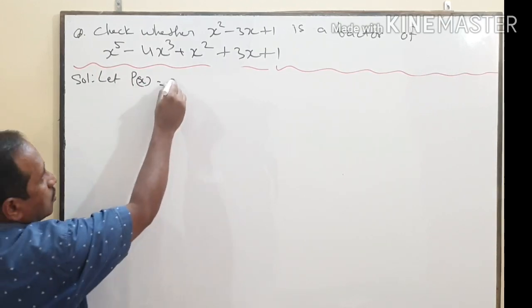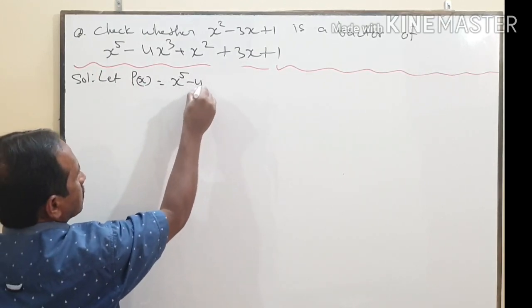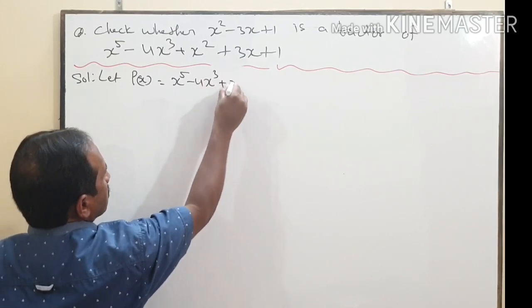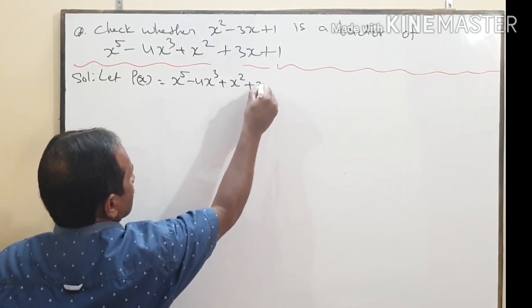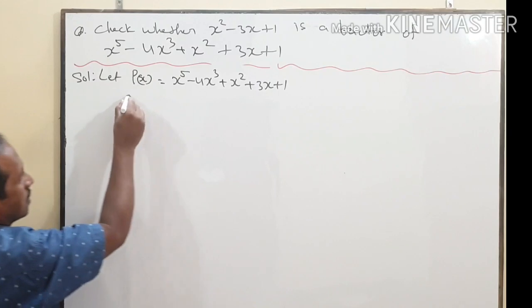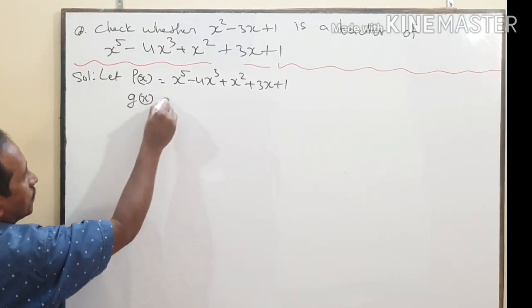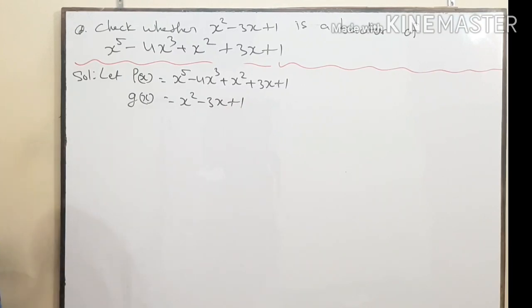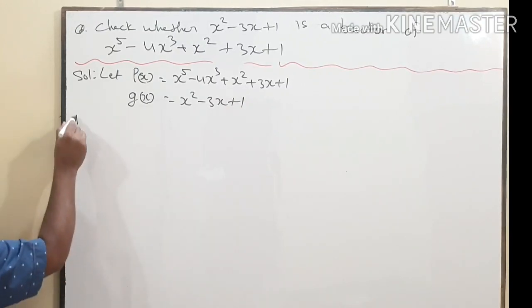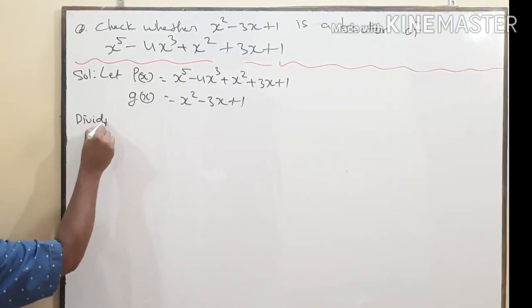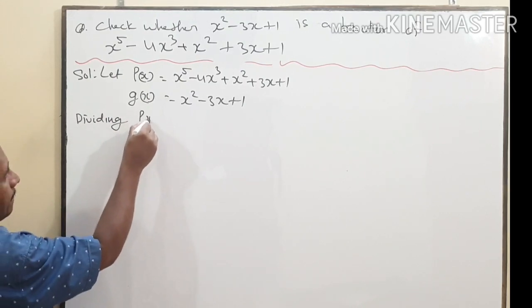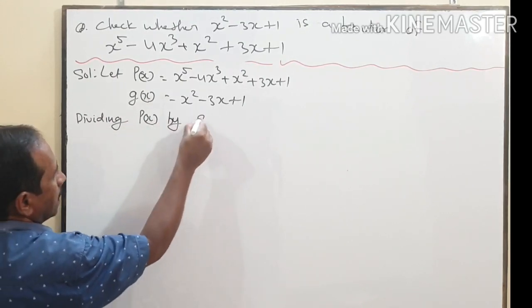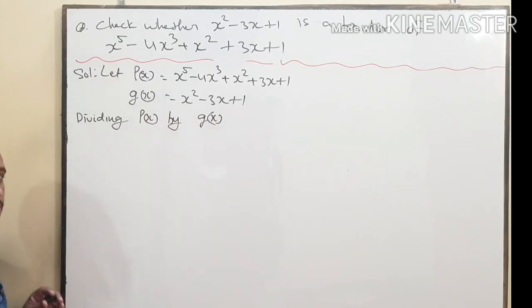Let p of x equal x raised to 5 minus 4x cube plus x square plus 3x plus 1, and g of x equal x square minus 3x plus 1. Dividing p of x by g of x.